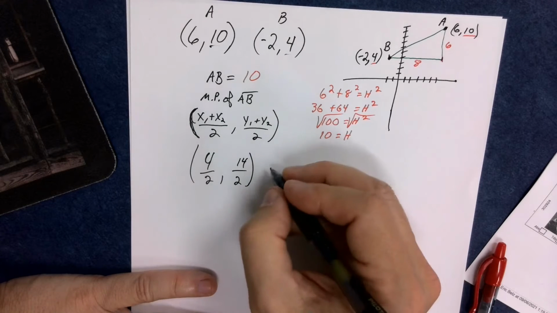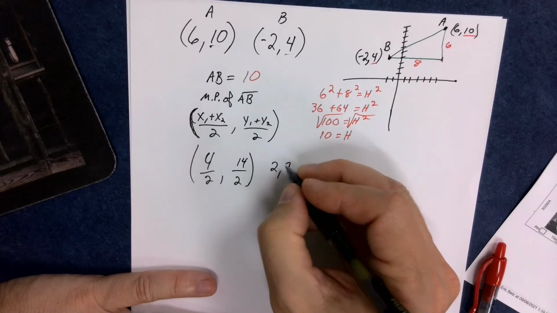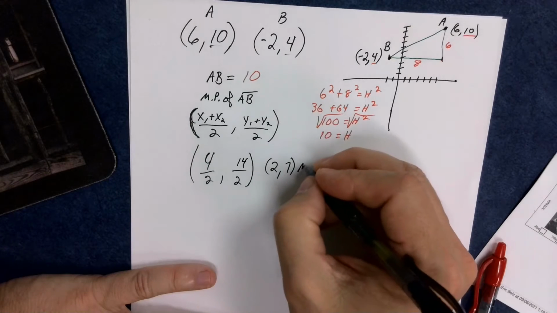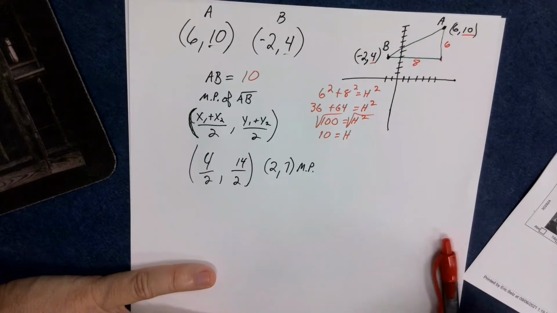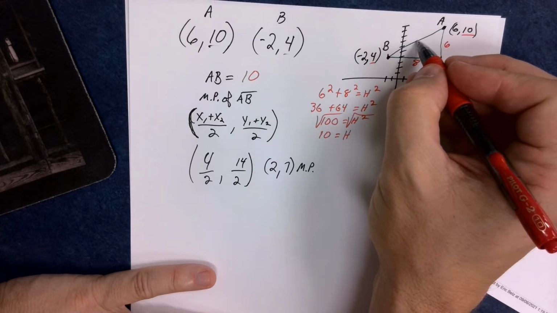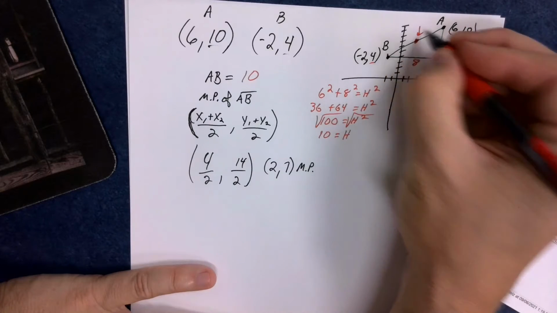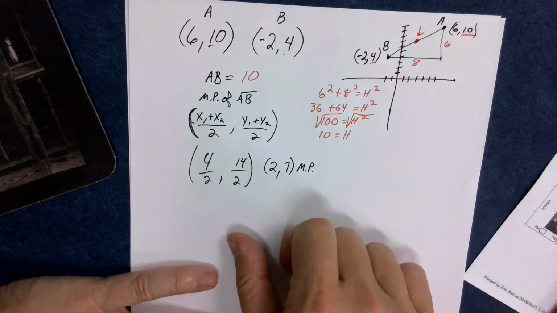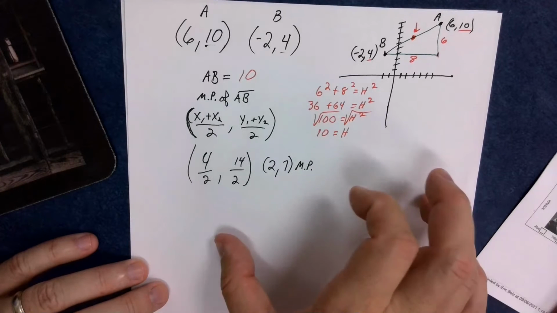4 over 2 is 2. 14 over 2 is 7. So (2, 7) is supposed to be my midpoint. If I look at my actual triangle and go 1, 2, 1, 2, 3, 4, 5, 6, 7, oh my gosh, that makes sense. That's in the middle of that length right there. So that's distance formula and midpoint, and that's all review stuff that we've had.